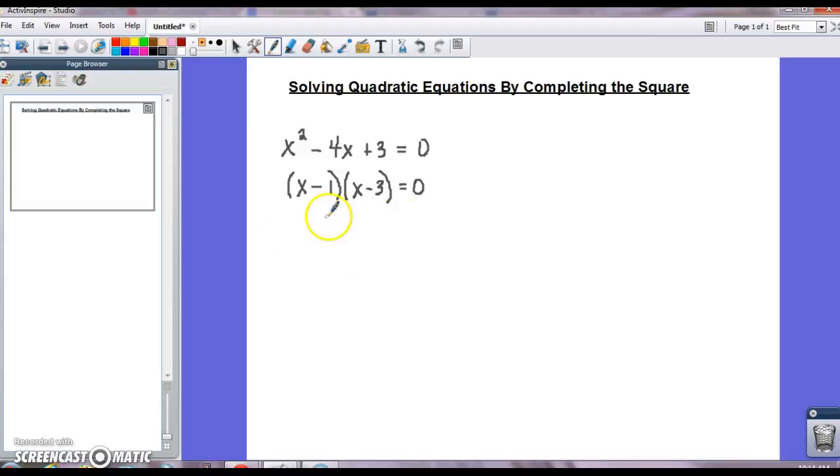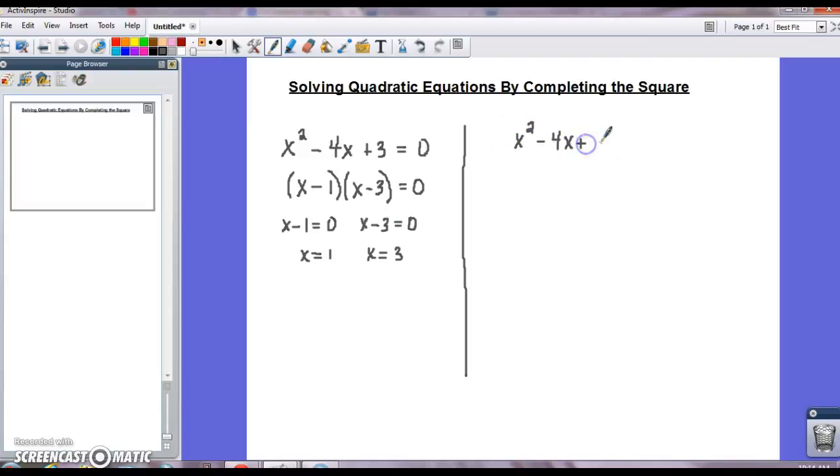Okay, and then by my zero product property, I would set each of my factors equal to 0, and I would solve both of those equations. So here I would end up with x is 1, and here I would end up with x is 3. That's how you would solve it if you were going to factor it. Let me show you how you would solve it if you were completing the square, and you'll get the exact same answers. Okay? So here is x squared minus 4x plus 3.